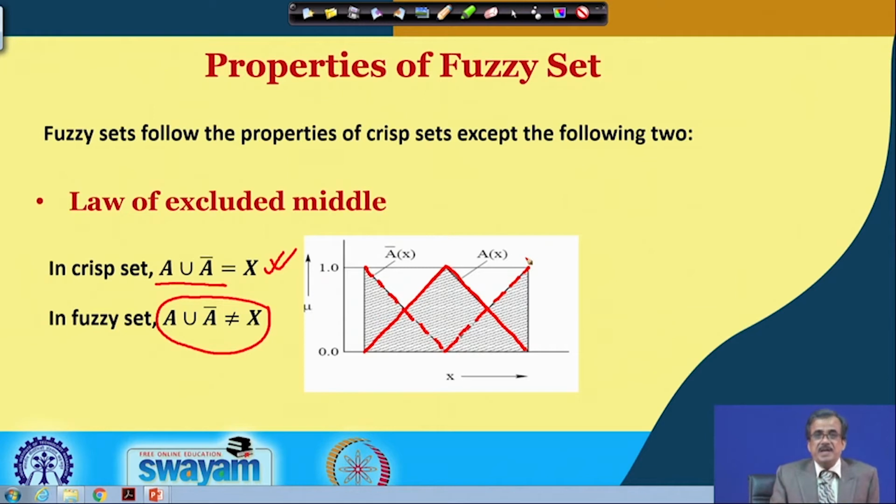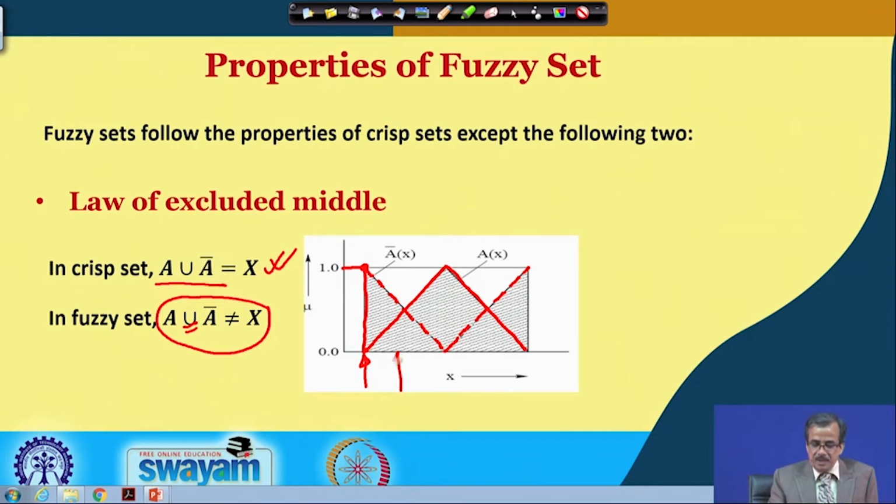Now, if you want to find out the union, what you will have to do is concentrate here, corresponding to this value of x. According to your A(x), the mu is nothing but 0, but corresponding to A bar(x), that is the complement, its membership function value is 1.0, and this is the union. So, we will have to consider the maximum, that means corresponding to this value of x, I will have to consider this as the mu.